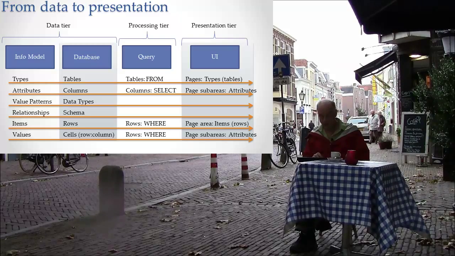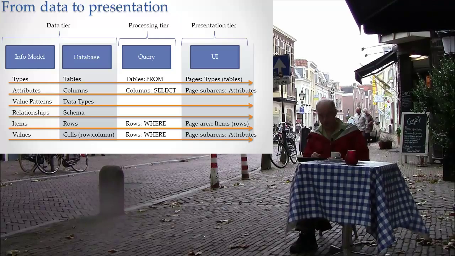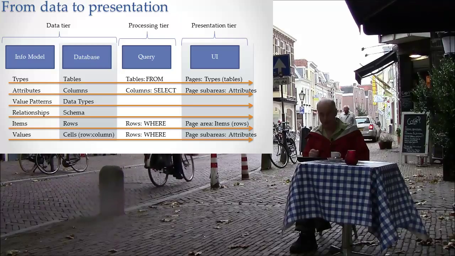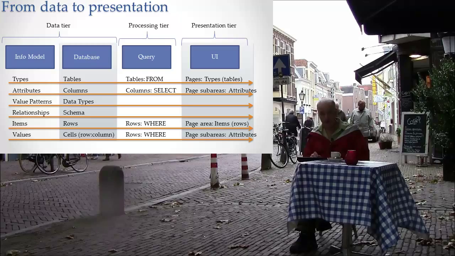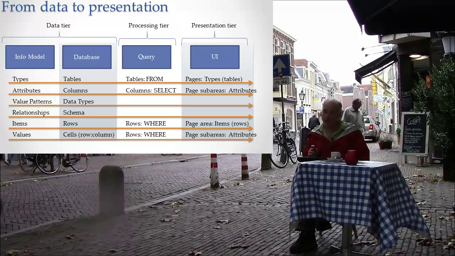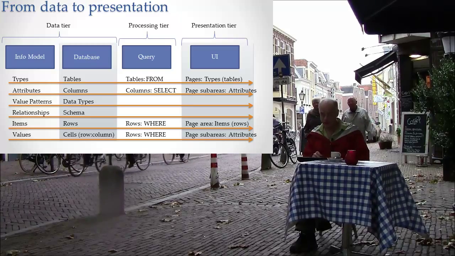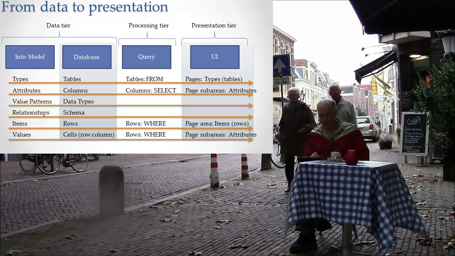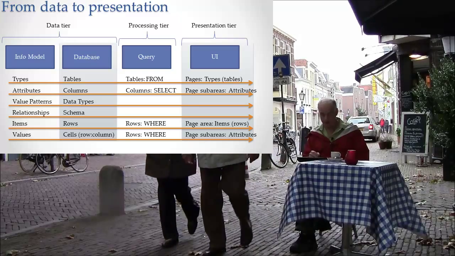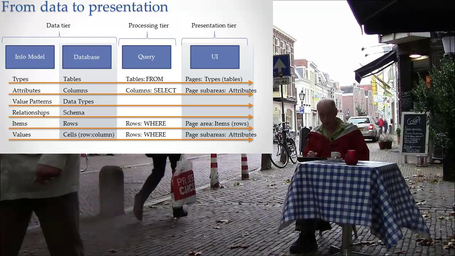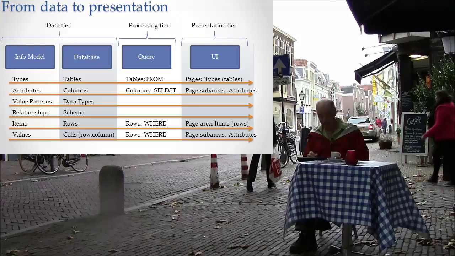So in the info model, we talk about types and attributes and value patterns and relationships and items and values. That's the language of the info model. But that language translates almost directly to the language of a database. It's not 100% translation, but it's a pretty good translation that types are more or less like tables and attributes are more or less like columns. So if you understand the information modeling language, it gives you a real good head start in the database language.